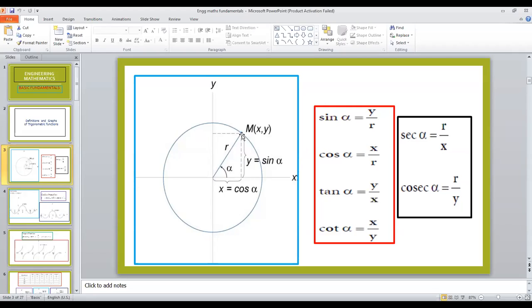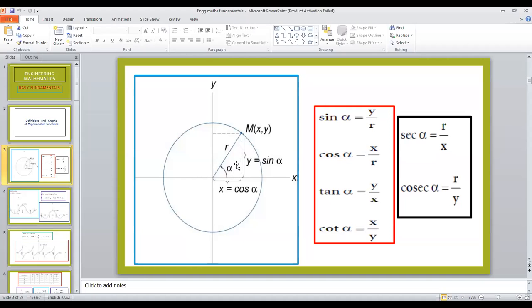Okay, if you get this radius vector, then with what does the radius vector make an angle? With the x-axis, that is called alpha. So r is the radius vector made by the angle alpha in anticlockwise direction with the x-axis, and then to apply the trigonometric ratios on angle alpha.